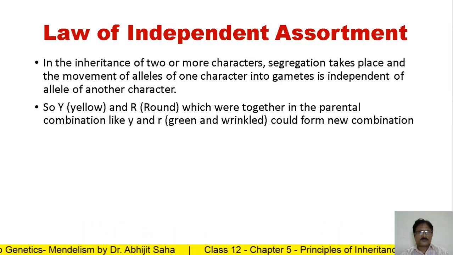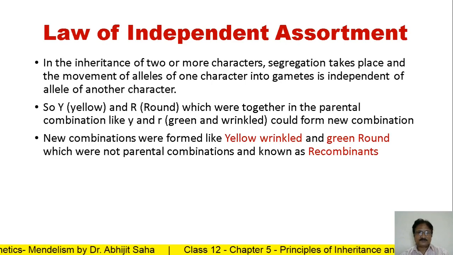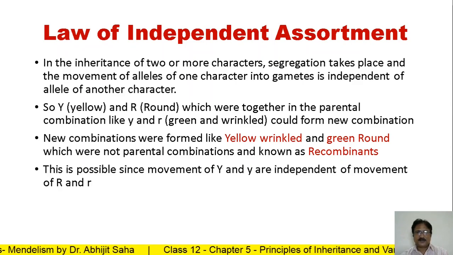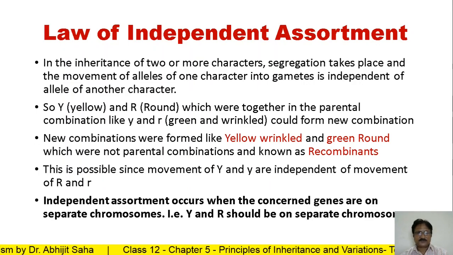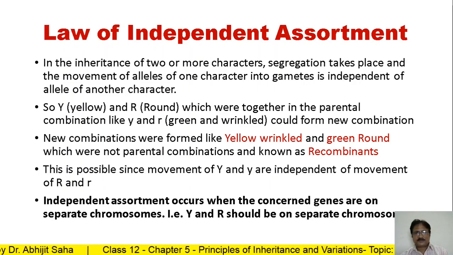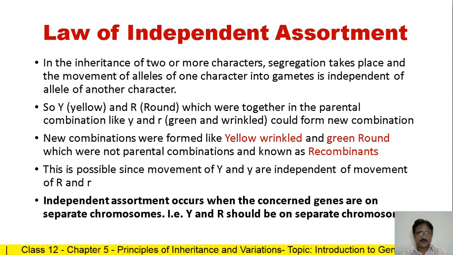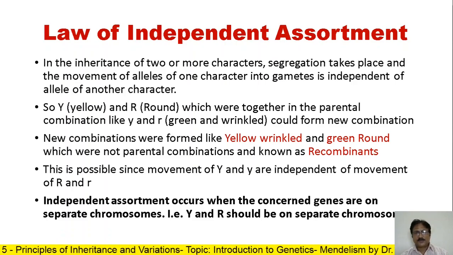So from this, as we have just discussed, the new combinations of yellow wrinkled and green round, which are not parental combinations, are called recombinants. And these new recombinants are possible since the movement of capital Y and small y is independent of the movement of capital R and small r. So capital Y and capital R were together in the parental combination, but now capital Y has gone with small r and capital R has gone with small y, and so new combinations could be possible.